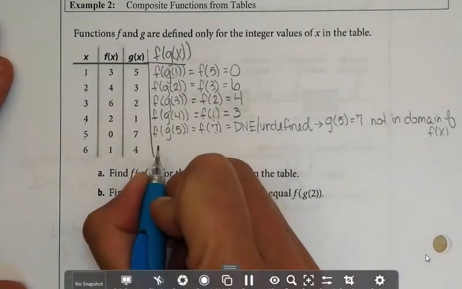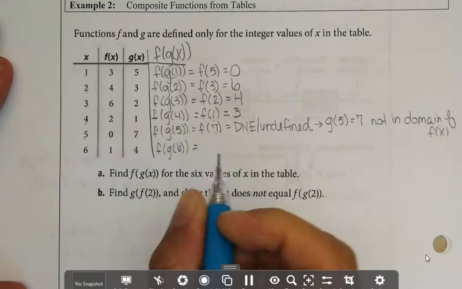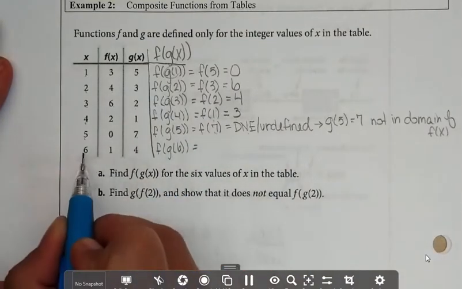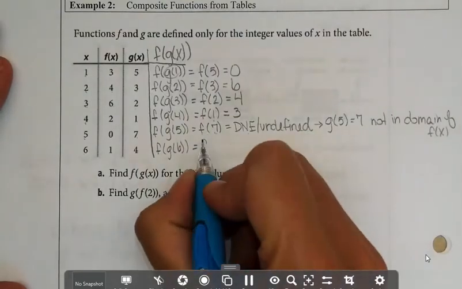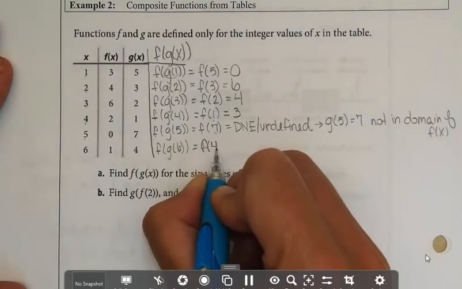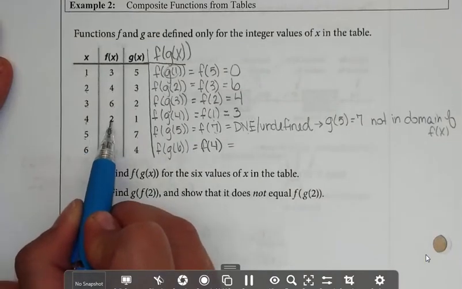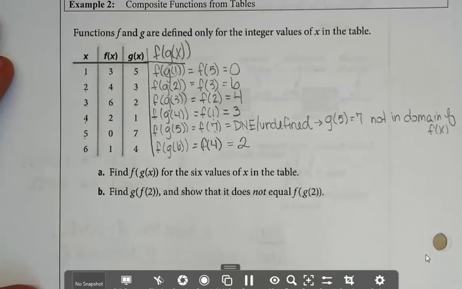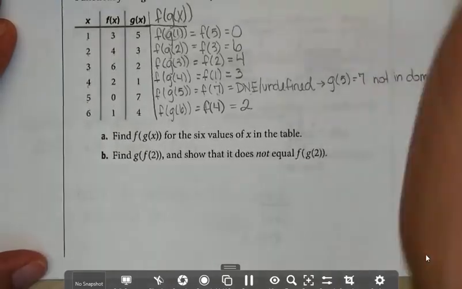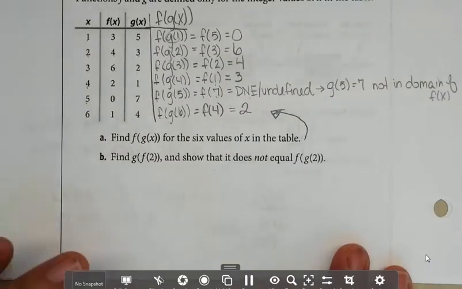All right, moving on. Let's do f of g of 6. So I plug 6 into g. I get 4. So now my inside function evaluated to 4. So I get f of 4. I plug that into f, and I get 2 out. Awesome. So A is done. Maybe I'll draw a little arrow here that I did it right there, instead of creating a new table.